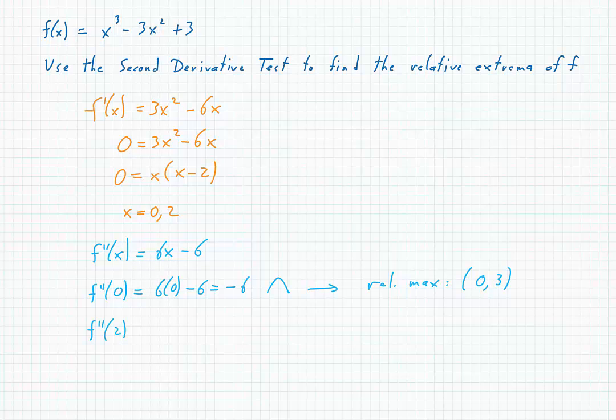F double prime of 2, 6 times 2 minus 6, is going to be equal to a positive 6. That says we're concave up there. That implies that we must have a relative minimum. And when x is 2, let's see what we get for a function value. We are going to have 2 to the third power minus 3 times 2 squared plus 3. And I get negative 1.